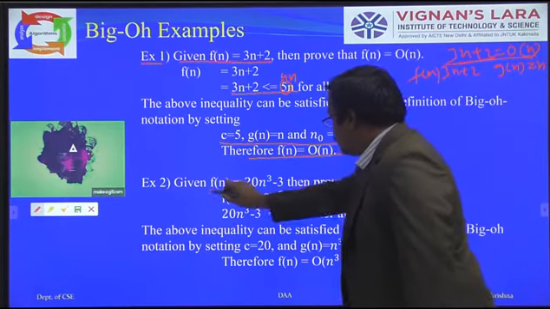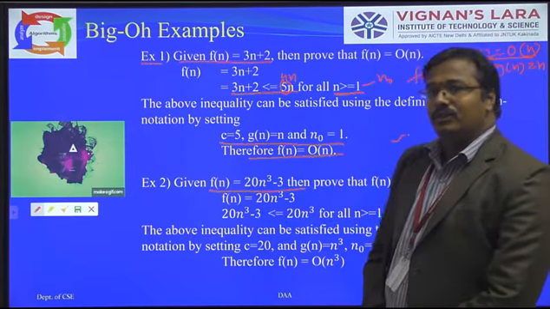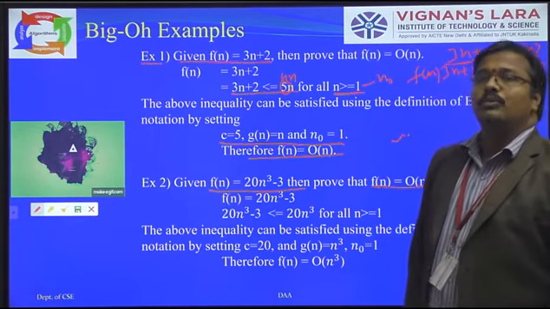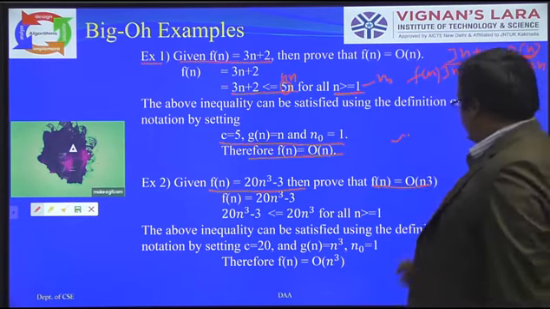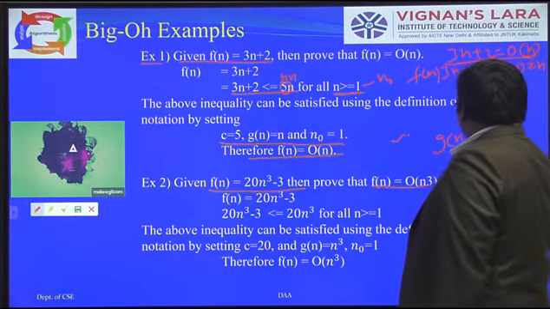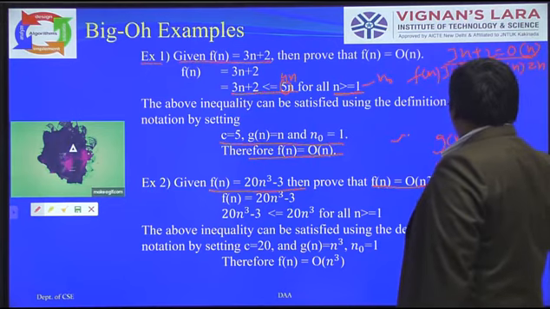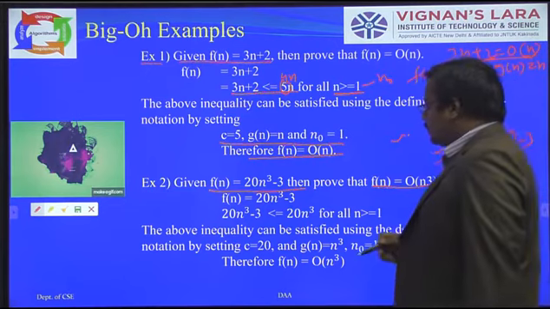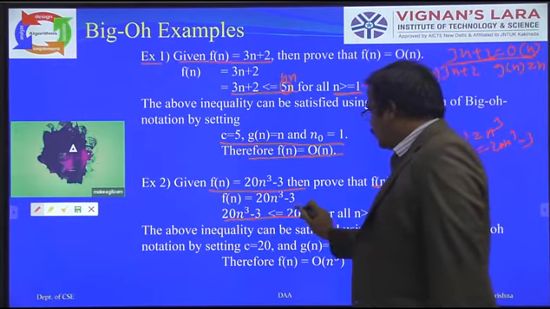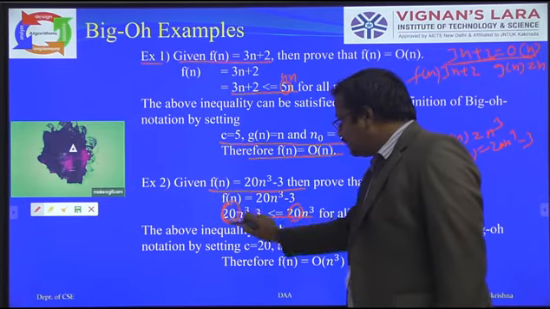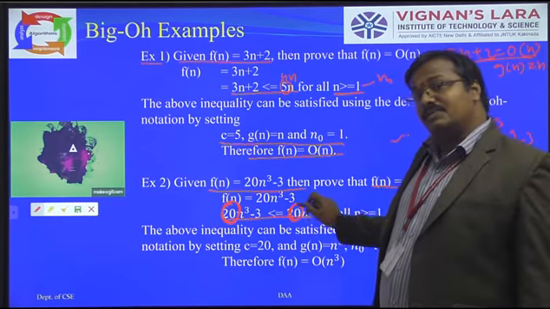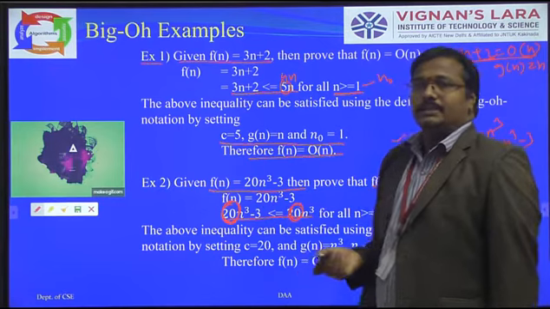One more problem. Suppose f of n is equal to 20n cube minus 3, then prove that f of n is equal to big O of n cube. So in this problem, g of n is equal to n cube. f of n value is directly given: 20n cube minus 3. First of all, we are assuming that 20n cube minus 3 is less than or equal to 20 n cube. How are we substituting 20? Here 20 is there, that's why I am starting from 20. Suppose 20 is not satisfied, then go for 21, then go for 22, like that.